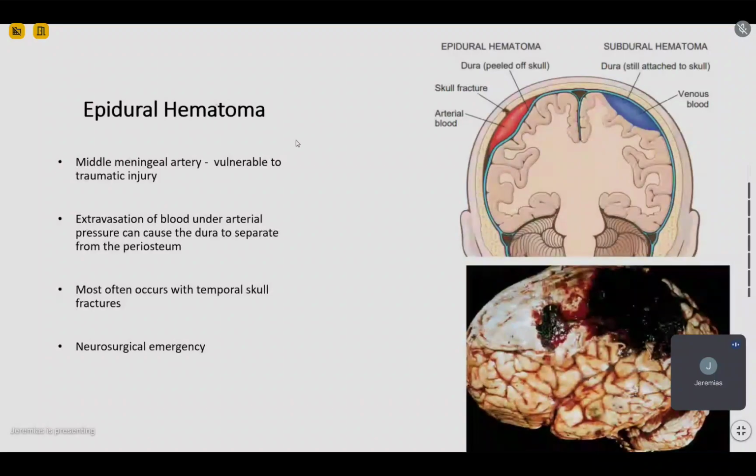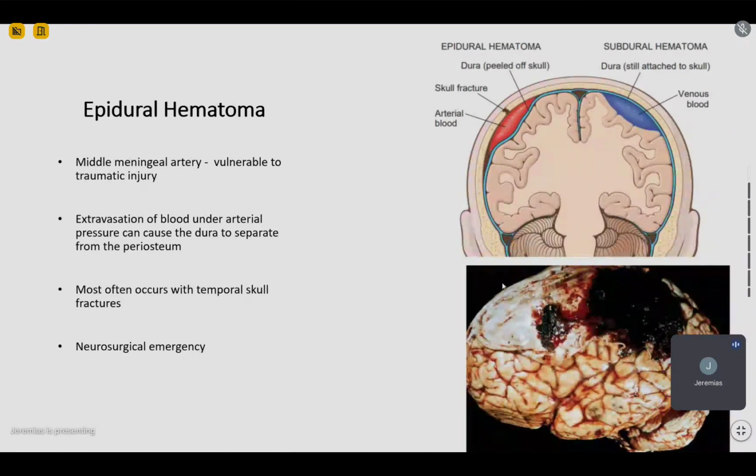So di ba ang dura is tapot man siya sa inner part sa periosteum. So once there's vascular injury, there's possible accumulation of hematoma here. So this is what you call as epidural hematoma.